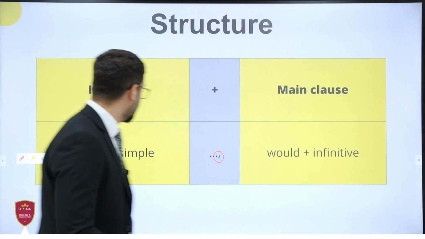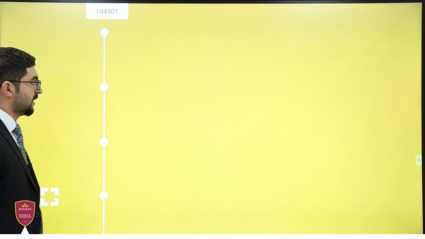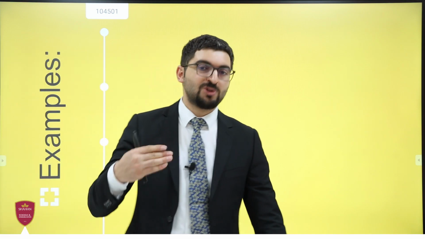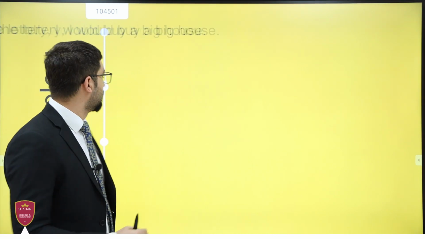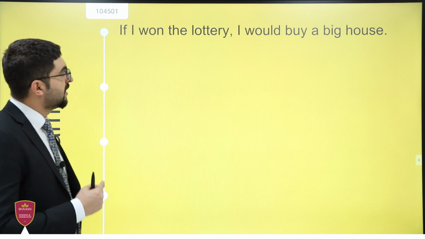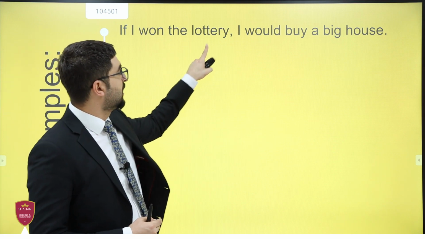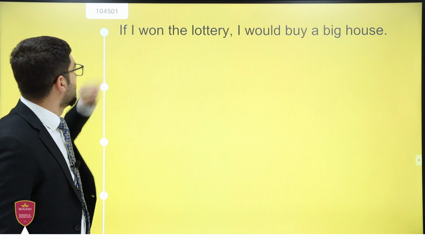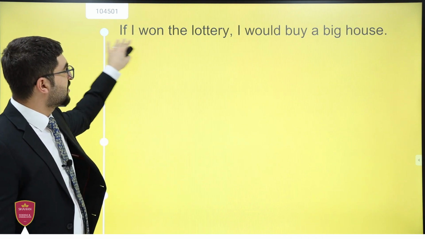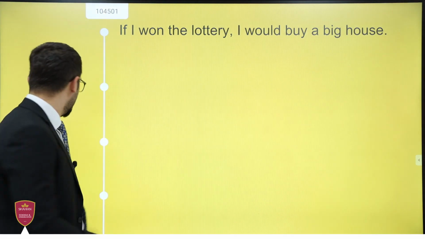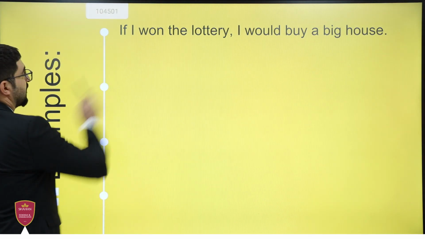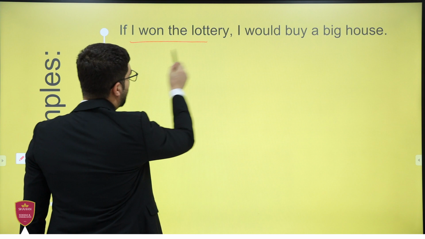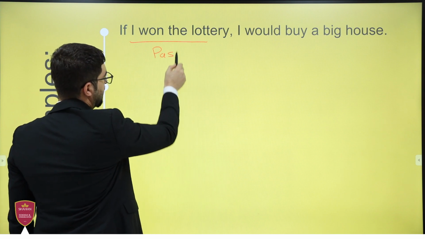So this is the second condition. Let's take some examples and it's going to be more clear for you. The first one: if I won the lottery, I would buy a big house. So look at this sentence. The if part is past simple. Look, this one is past simple, guys.